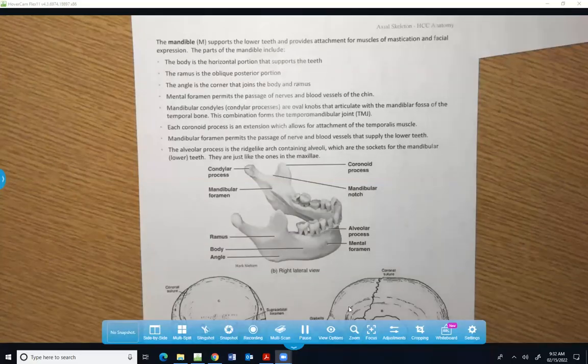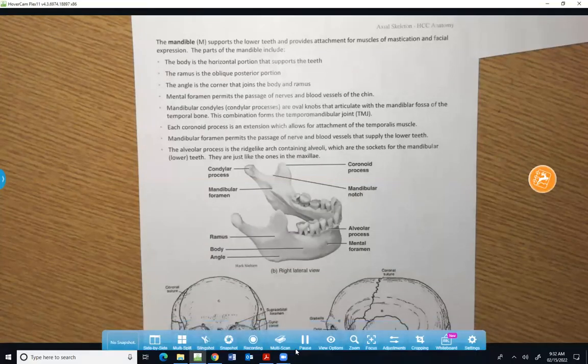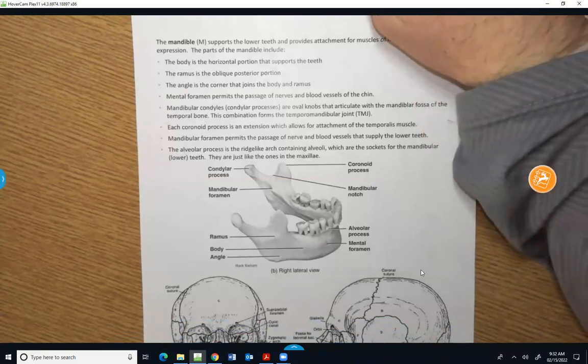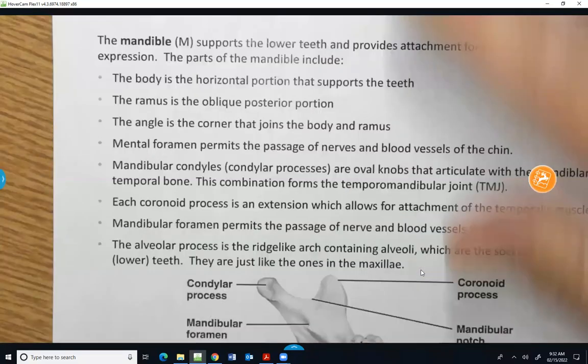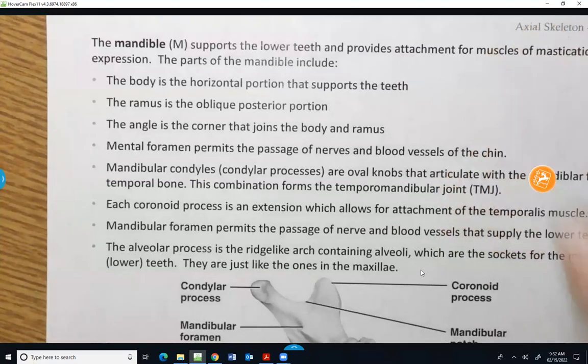Okay, so last time we met, we finished up talking about most of the bones of the skull. And when I say most, we've got one last bone to talk about. It is a big, very complicated bone. As you can see, there's a lot of things listed here that you're going to have to identify.